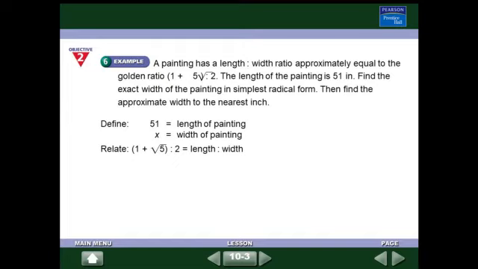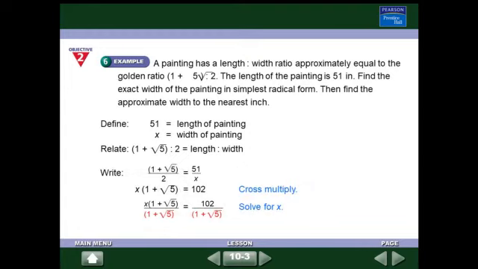So we're going to relate this one into the golden rectangle ratio, that is 1 plus the square root of 5 is to 2 equals to the length is to the width. So this is already the ratio and proportion of this particular problem. So we can derive that one. What is the ratio of the golden rectangle? That is 1 plus the square root of 5 over 2 equals to, what is the length of the painting? 51. What is the width of the painting? That is unknown, so we represent that one by x.